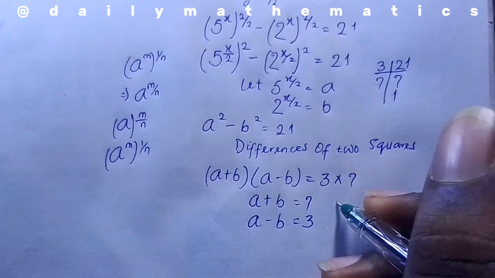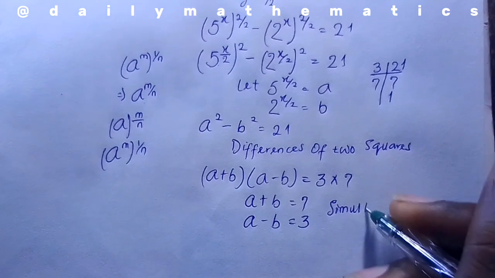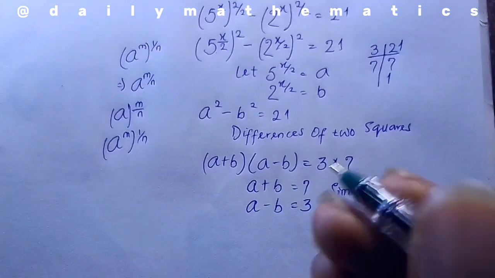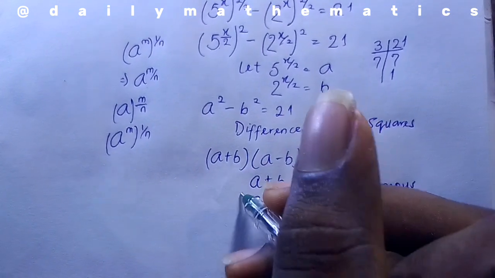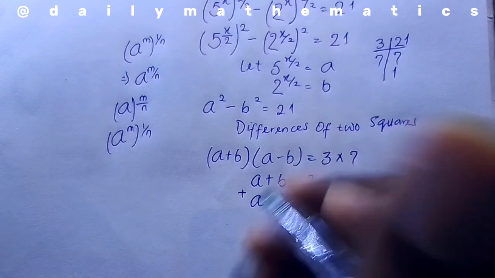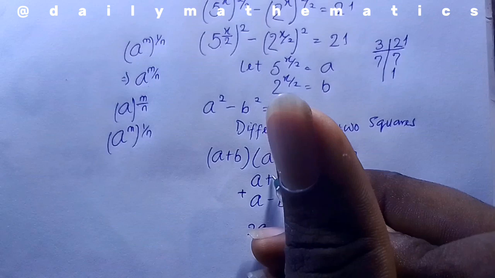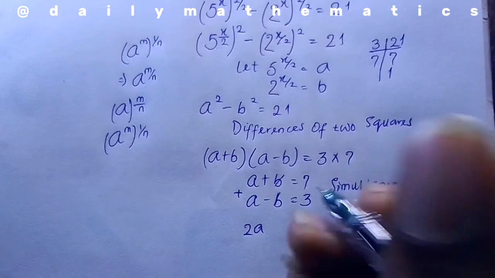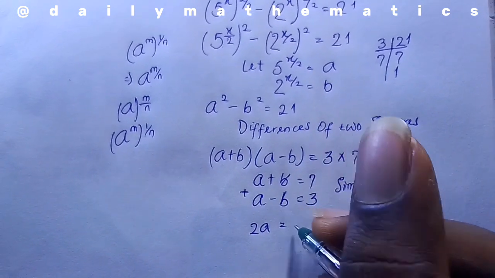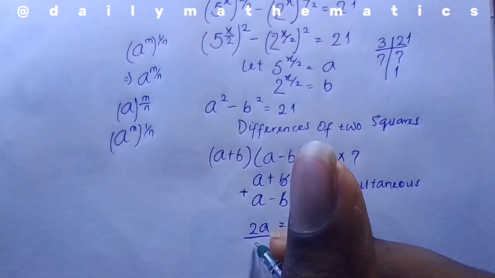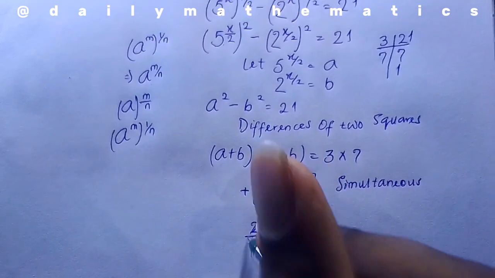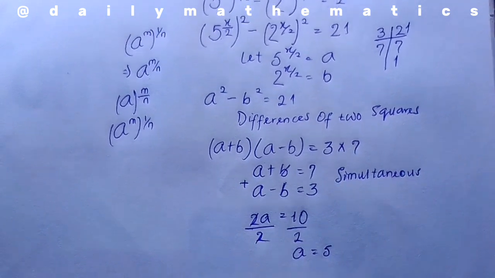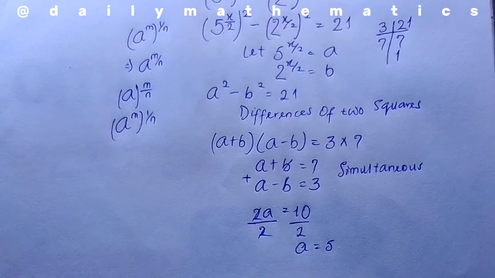Simultaneous equation, right? So from here, what do we do in a simultaneous equation? We can do any form. So from here, I want to add two equations. A plus a gives me 2a, plus b and minus b cancel themselves. So 7 plus 3 gives us 10, 2a equals 10. Divide both sides by 2, the coefficient of the letter, to get a equals 10 divided by 2, which gives us 5, right?